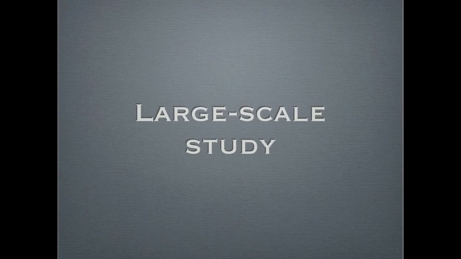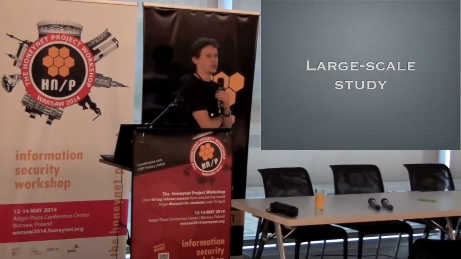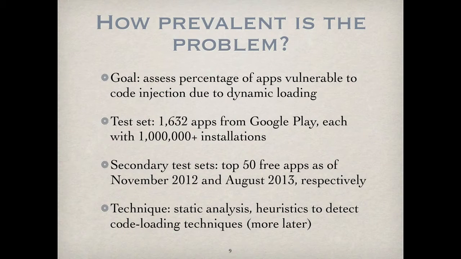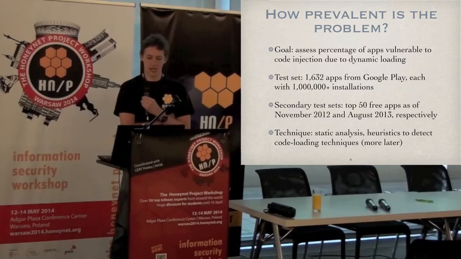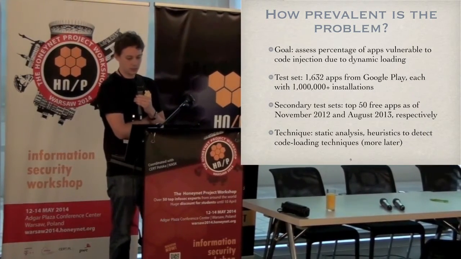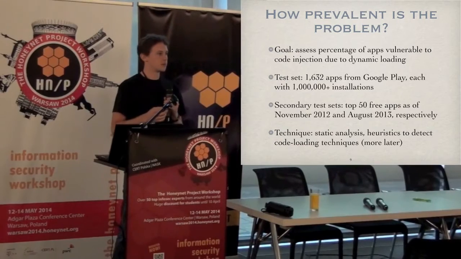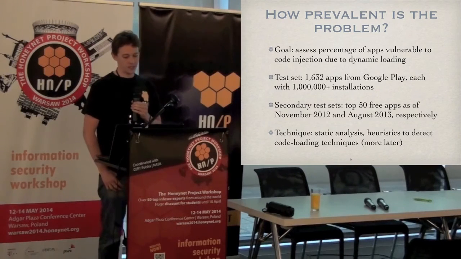Okay, after having seen what code loading can do, we wanted to know how prevalent is it in benign apps? How many vulnerabilities are there? So what we did was we tried to find out how many benign apps actually use the code loading techniques that there are, and how many of them are doing it the wrong way. We looked at roughly 1,500 apps from Google Play, each with more than 1 million installations. So we picked popular apps, random popular apps. And also we looked at the top 50 from November 2012 and August 2013 to get an idea if this is just a problem of cheap, crappy apps, or if it's also a thing in large and allegedly well-developed apps.